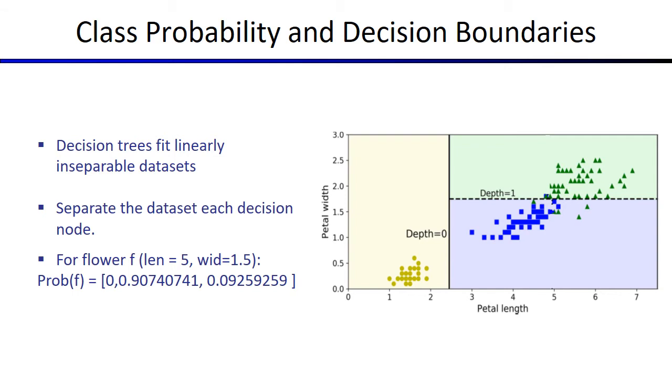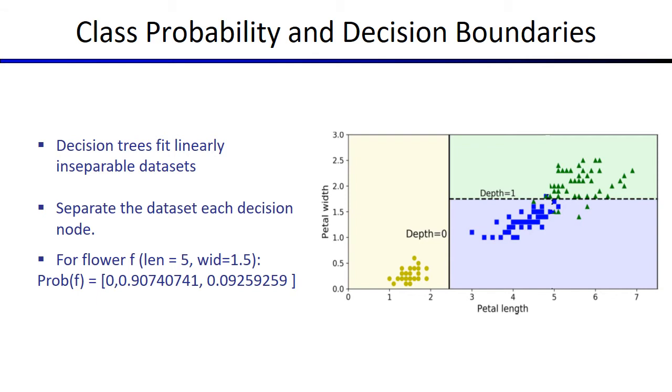In our iris flower example, the first vertical boundary is drawn for the root node at petal length equal 2.45. The left side is pure, so in the next iteration at depth 1, a horizontal boundary is only drawn at the right side, separating the dataset at petal width equal 1.75.